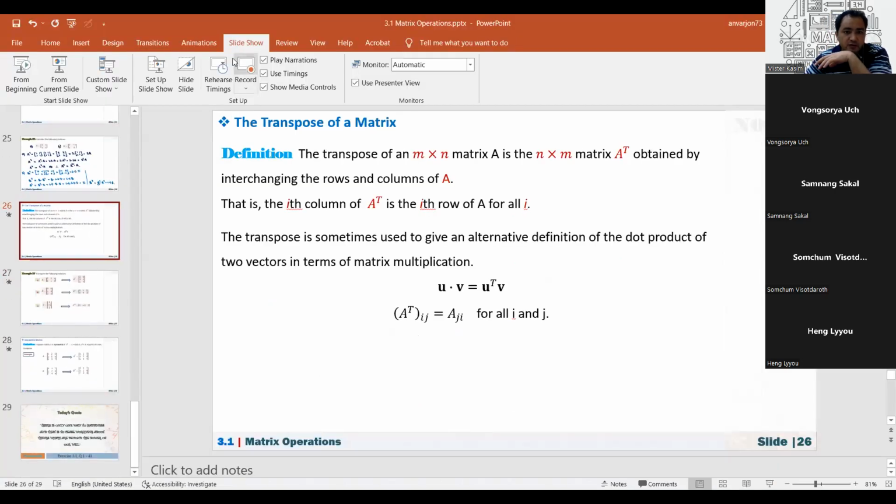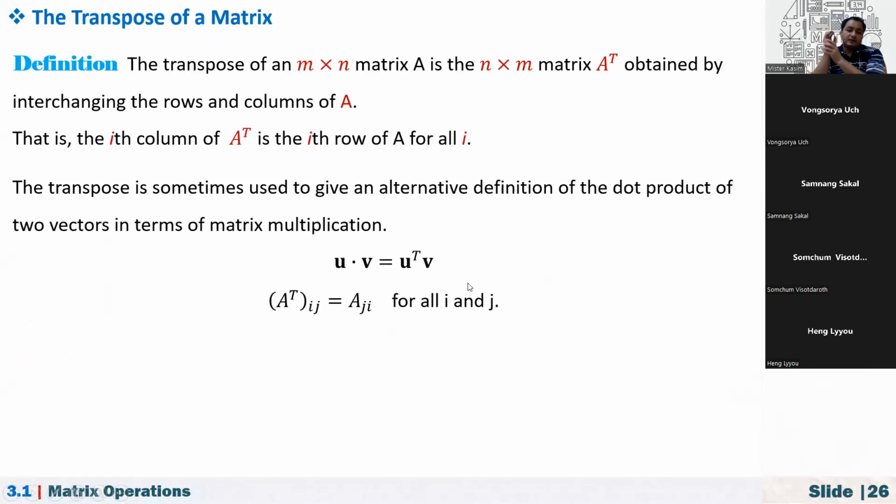We have 3 slides left, and I will finish this class. Another thing is the transpose of a matrix. By definition, the transpose of an m by n matrix A is the n by m matrix, which we denote by A^T. That means A transpose. It is obtained by interchanging the rows and columns of A.